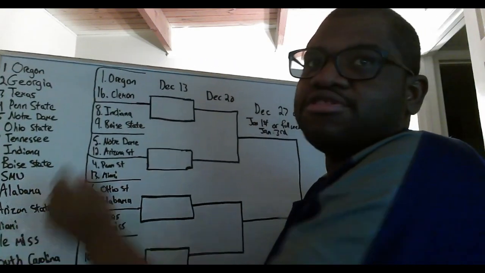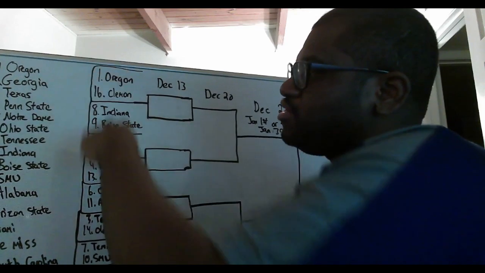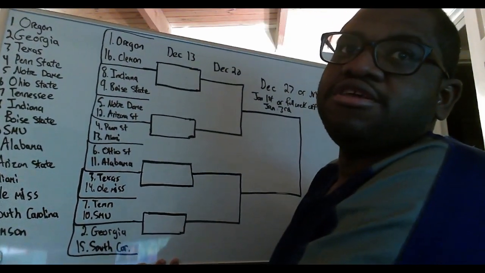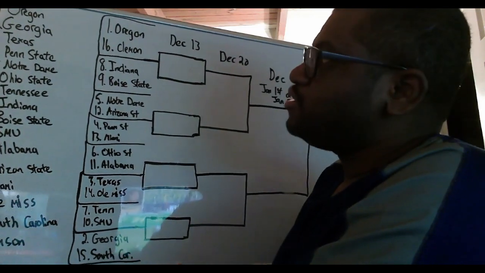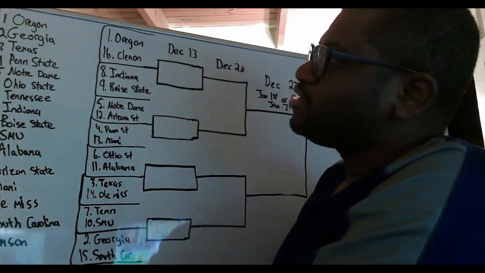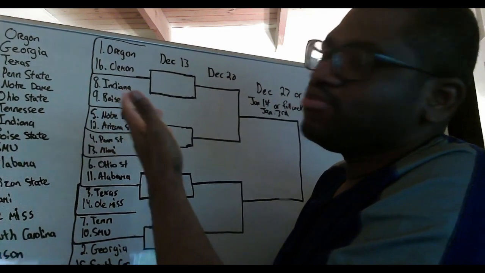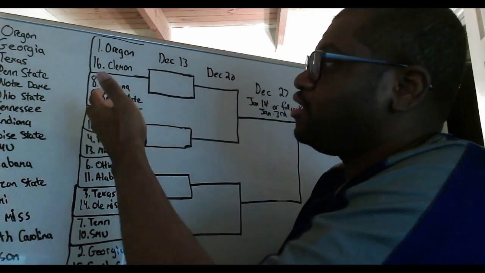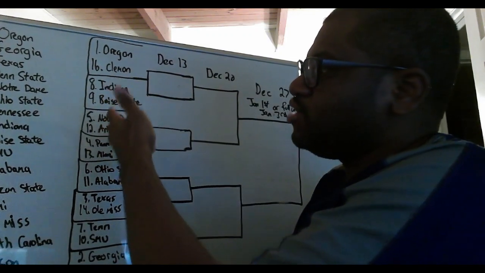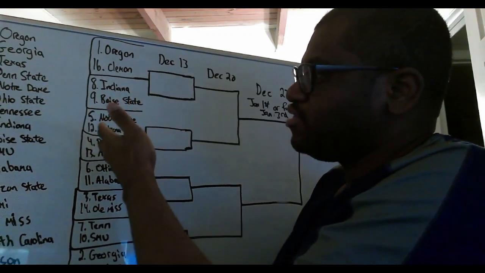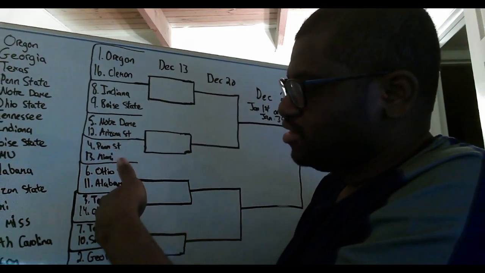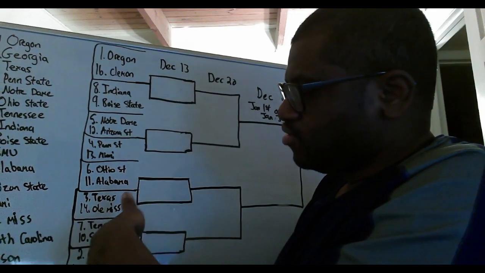So this is how you would seed it. This is how they seed the brackets for each region in March Madness. As you can see, this is the legitimate way they should have done it. Oregon will play Clemson. I know that's crazy, but Clemson was the 16th ranked team. You'd have Indiana, Boise, Notre Dame, Arizona State, Penn State, Miami, Ohio State, Alabama, Texas, Ole Miss, Tennessee, SMU, Georgia, and South Carolina.